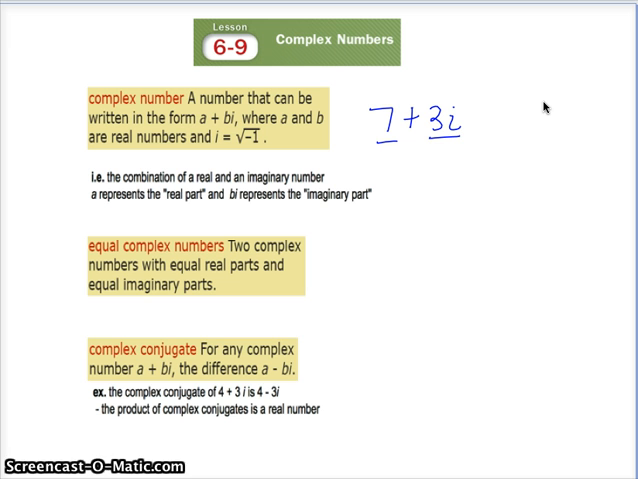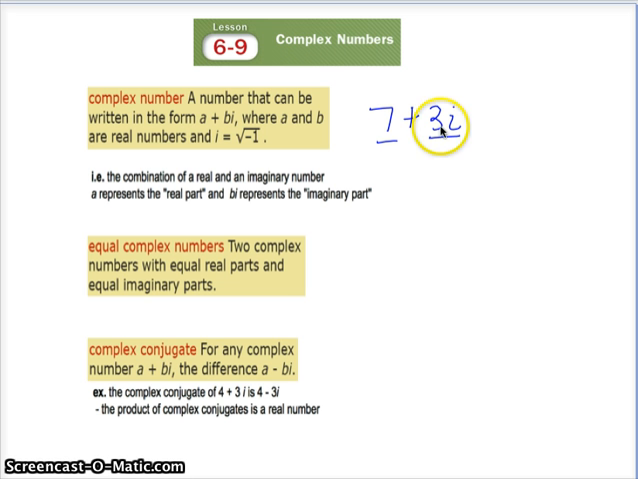The last part that I'll talk about is the complex conjugate. The complex conjugate is the difference between a and bi. So for example, if 4 plus 3i was my complex number, 4 minus 3i would be its complex conjugate. The product of the complex conjugates is a real number. Now this becomes very important when I'm trying to simplify complex numbers.